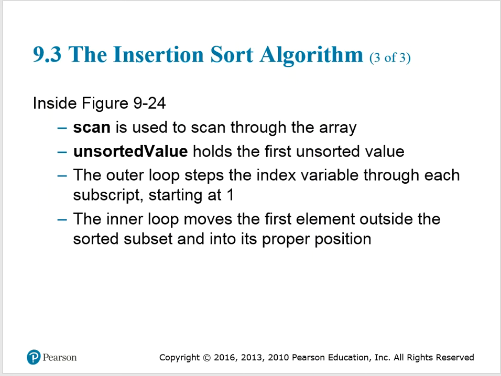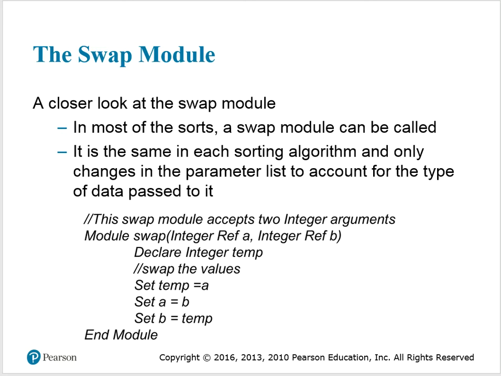let me just pull out your 9-24 so it's a lot easier for everybody, but I can't seem to find that on the screen. However, it's actually using two variables: scan, which is to scan through the array, and unsorted value, which holds the unsorted value. It's also going to use an outer loop to get all the subscripts that start from 1, and then the inner loop will go through the first element into the sorted subset for that loop itself. And this is an example, a closer look at the swap module.